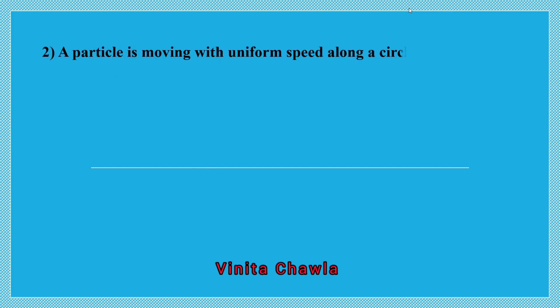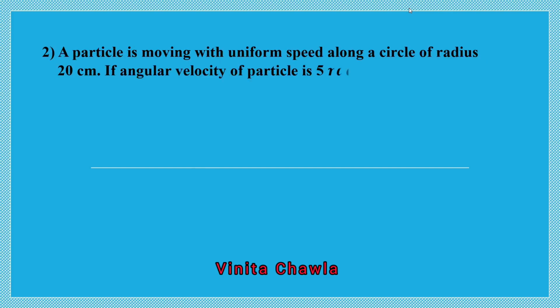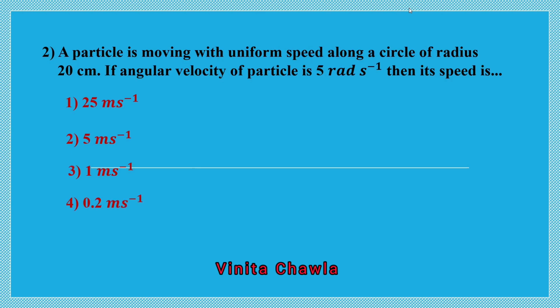A particle is moving with uniform speed along a circle of radius 20 centimeter. If the angular velocity of the particle is 5 radian per second, then its speed is, these are the options: 25 meter per second, 5 meter per second, 1 meter per second, 0.2 meter per second. Radius is given, radius is 20 centimeter. So we can convert this radius into meter. And angular velocity is given, it is 5 radian per second. We have to find speed.